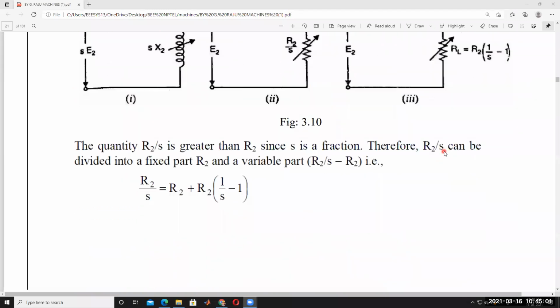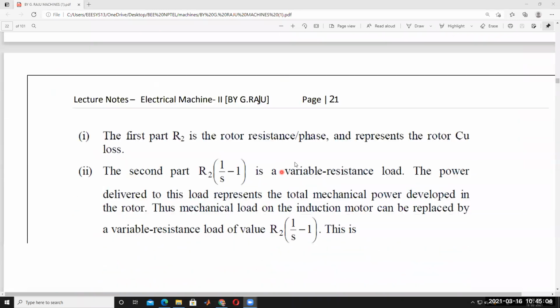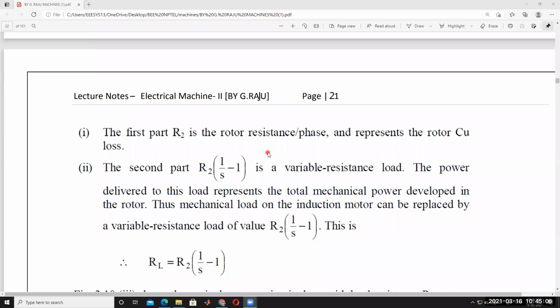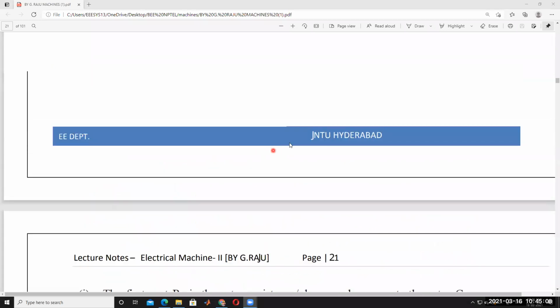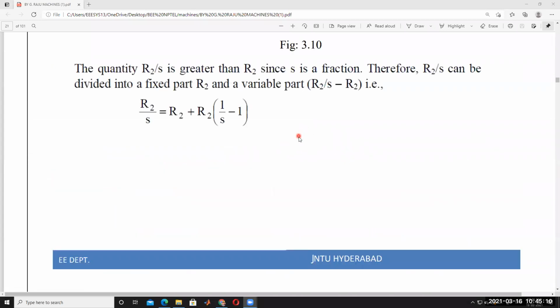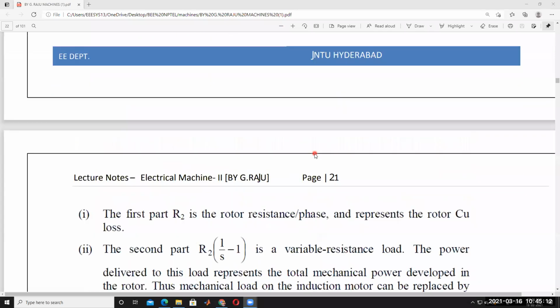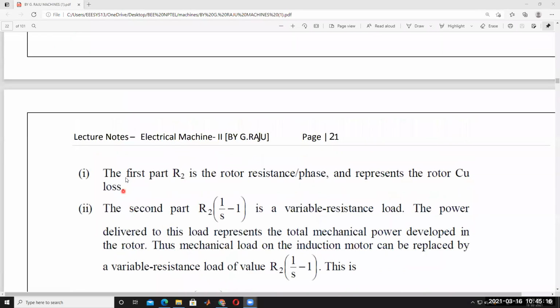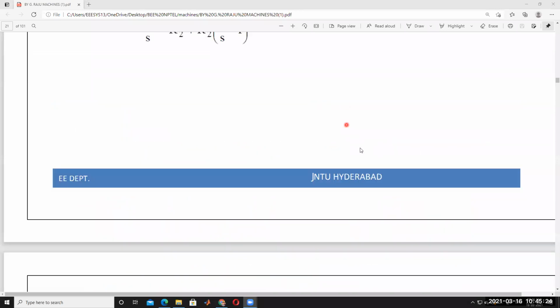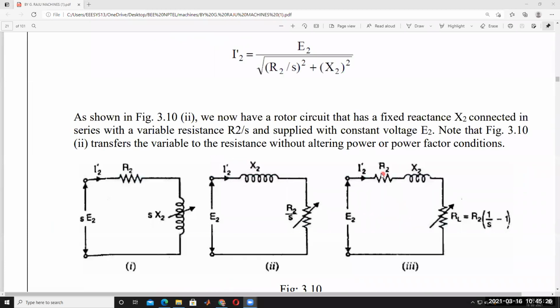In a three-phase induction motor, the load is variable, so the speed is variable. The rotor side speed is changing. The rotor is rotating, it's not stationary, that's why the speed is changing. The first part, R2, is the rotor resistance per phase and represents the rotor copper loss.